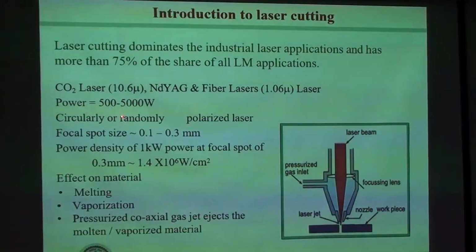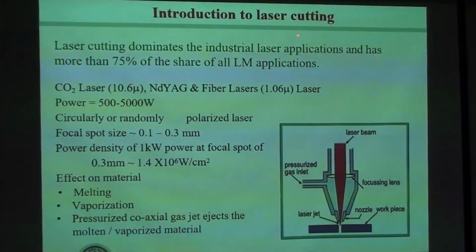The power range is something like 500 watt to 5 kilowatt, but depending on the application, you can have your customized laser system, which can go upward. It can be 20 kilowatt, 30 kilowatt as well. But those have very precise applications. It's not a commonly used one.